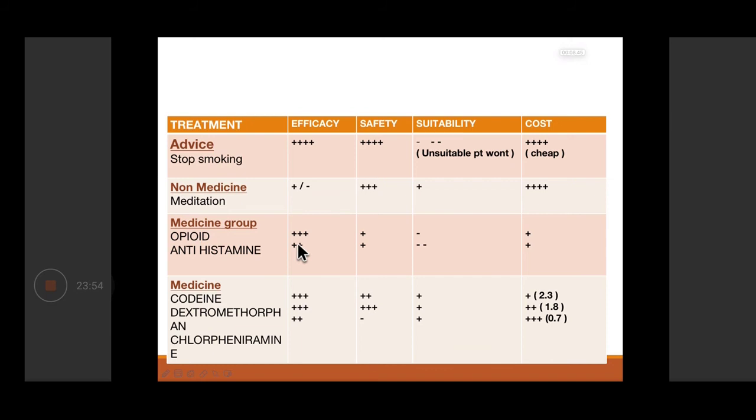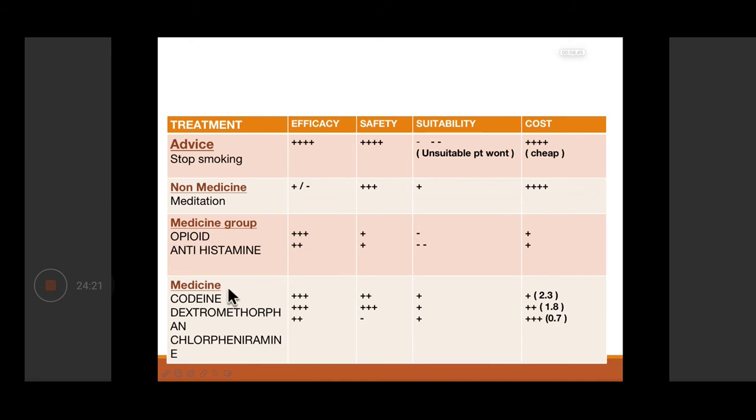Similarly, when you have singled out P groups, which could be opioid or an antihistaminic, efficacy will be a little lower than that of the opioids. Safety is similar. Again, in an unsuitable patient, it will not work. Cost is almost similar. So in terms of safety, efficacy, suitability, and cost, you realize that opioids are higher than antihistamines in this case.